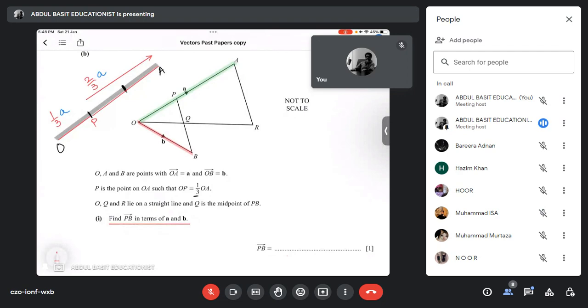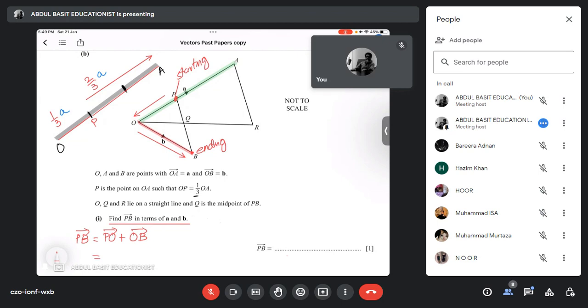You want to start your car from P. This is your starting point, and this is your ending. So tell me the way. Which way will you take to go from P to B? Come on, Hoor. Turn on your mic. P to O and then O to B. Very good. You have to go this way and then go this way. Agree? Plus OB. Okay.